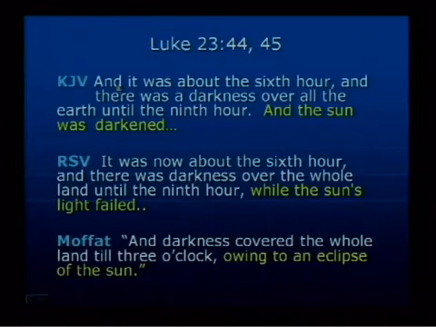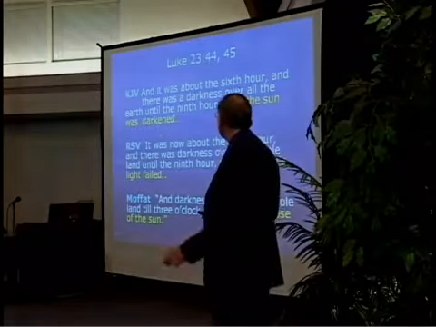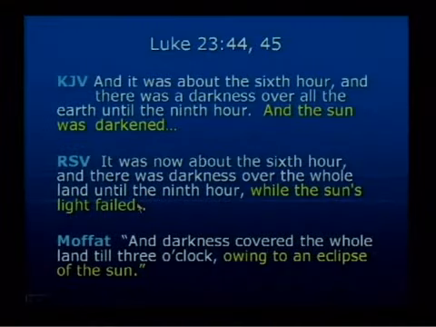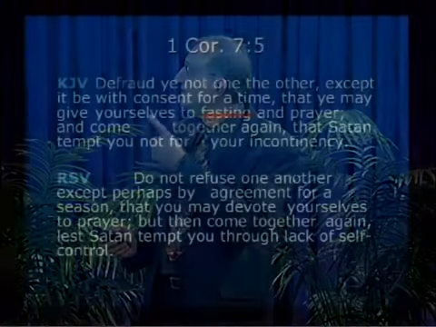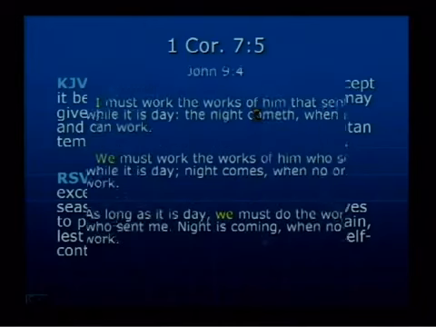Luke 23:44 and 45, King James. "And it was about the sixth hour, and there was darkness over all the earth until the ninth hour, and the sun was darkened." So that was a miracle, showing that Jesus was the Son of God, and here was a celestial miracle. RSV says "the sun's light failed." And the Moffatt translation says, "owing to an eclipse of the sun." I wonder where they get that from. So no miracle over here. 1 Corinthians 7:5 leaves out that you have to fast sometimes, or that fasting might be beneficial.